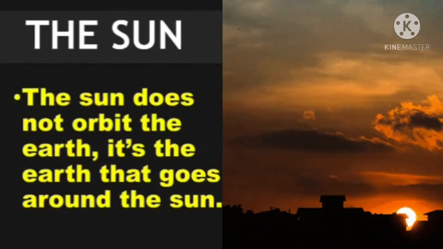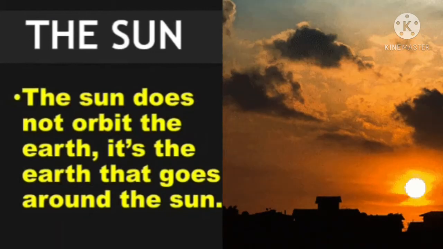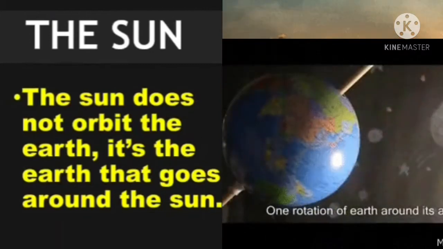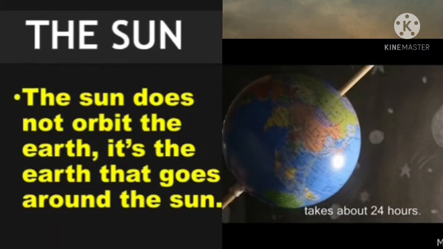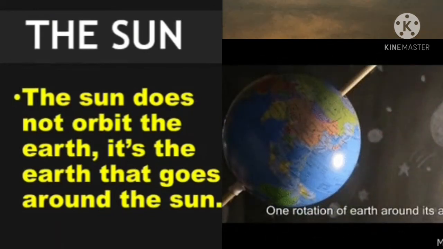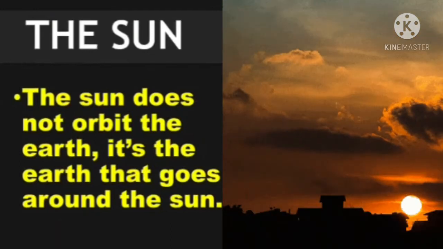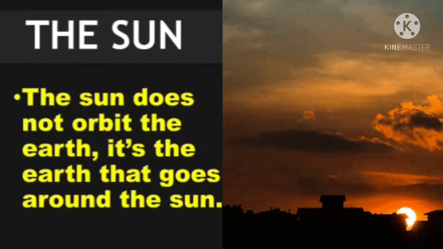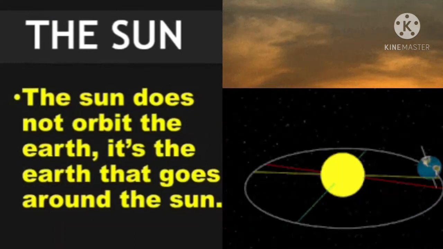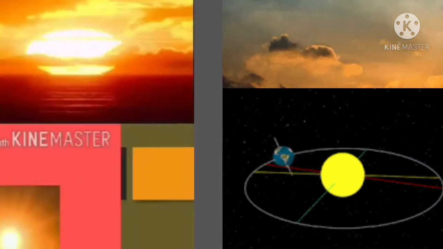So when the earth is rotating on its own axis, as it's moving around from morning till night, during the day, as it moves around and exposes itself to the sun, you have day. So as it backs off the sun, that is when you will have night, and that is how it goes around in other parts of the world. So the sun does not orbit the earth. Instead, it is the earth that goes around the sun.